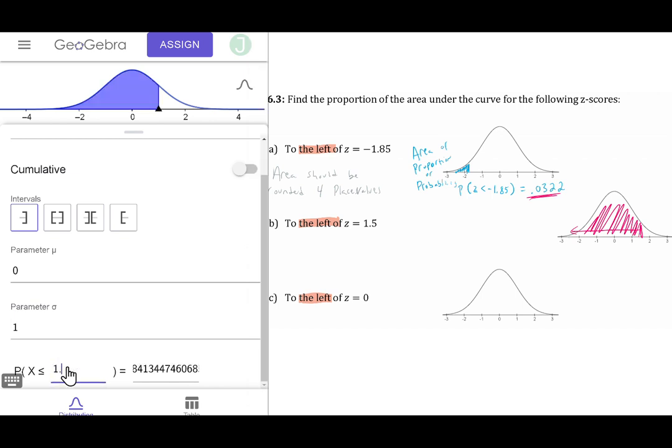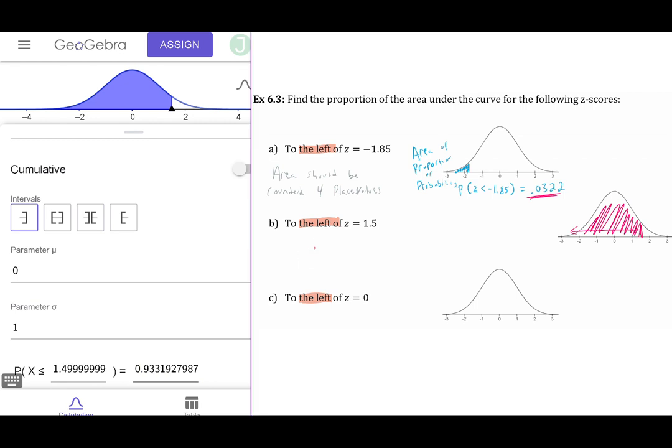If we put 1.5, again, we're still shading to the left, so we don't need to change that. We'll see that our area is 0.9332. So a much, much larger portion of the graph.